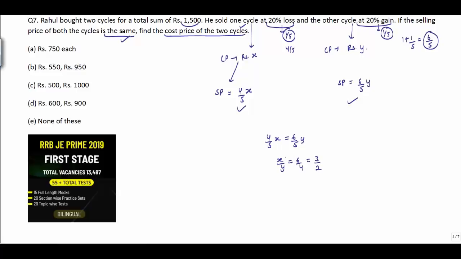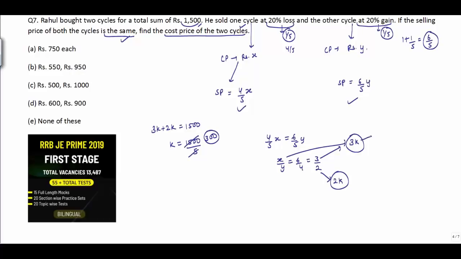Let us suppose that value of X is equal to 3K. And that of Y is equal to 2K. Then X plus Y, that is 3K plus 2K, would be equal to the total CP, which is rupees 1500. Clear? So K is equal to 1500 by 5. We need to find cost price of the 2 cycles. Okay. So this K is equal to 300.